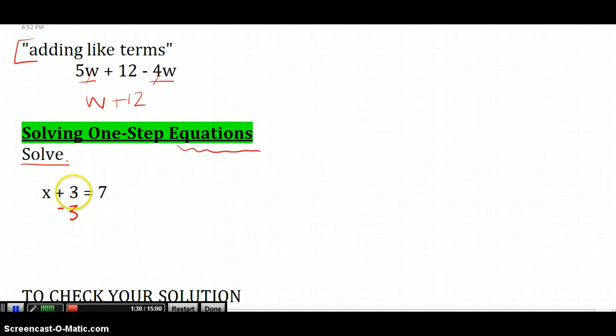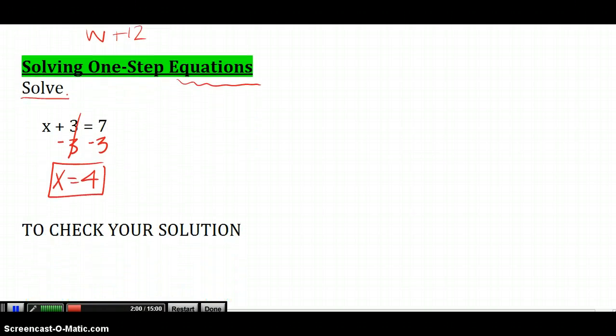And I know if I subtract 3 from this 3, 3 minus 3 is 0, so it goes away. Which is good, it's what we want. We want x all by itself. But whatever you do to this side, you have to do to the other side of the equation. We have to keep this balanced. If we don't, then it's not true. So I'm going to also subtract 3 from the other side of the equation. So over here, these 3's canceled, and I just have x equals 7 minus 3 is 4.